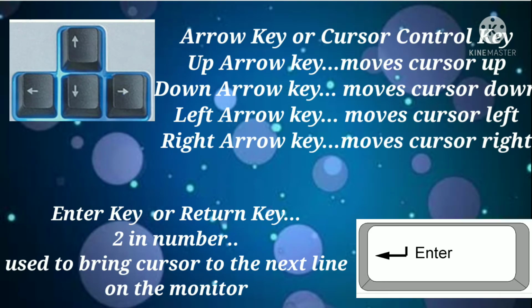Next is a set of arrow keys. There are 4 arrow keys that help us to move the cursor up, down, left or right on the screen. These keys are also known as the cursor control keys. The up arrow key is used to move the cursor up. The down arrow key is used to move the cursor down. The left arrow key is used to move the cursor left. And the right arrow key is used to move the cursor right. It is as simple as that.